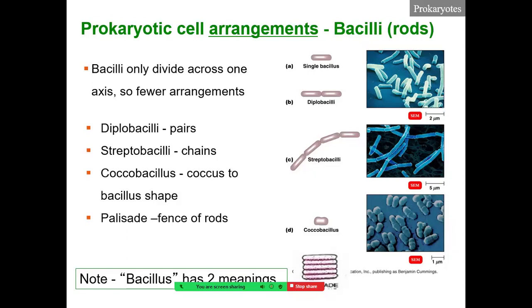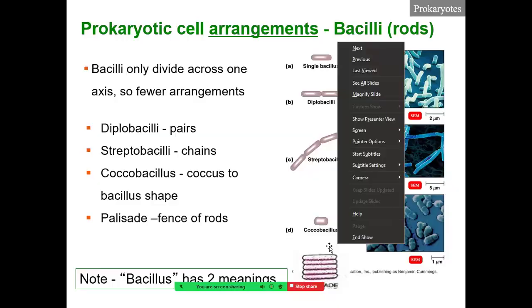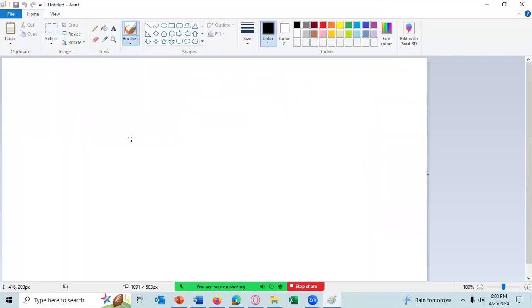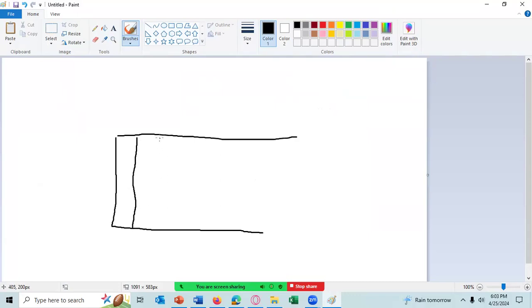If the cells are stuck together on the short side, we don't call them streptobacilli. We call them a palisade. Let me get Paint open again. So the cells are stuck together this way. That's supposed to be straight. I didn't draw it real well.